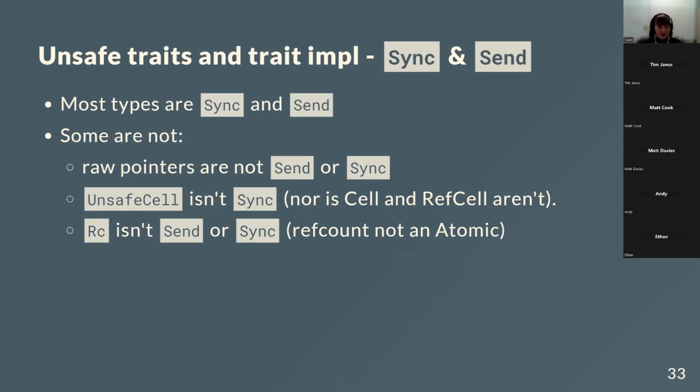Rc isn't Send or Sync, and that's because the ref count that it relies on isn't atomic. That's why you use Arc if you're dealing with multi-threaded code.